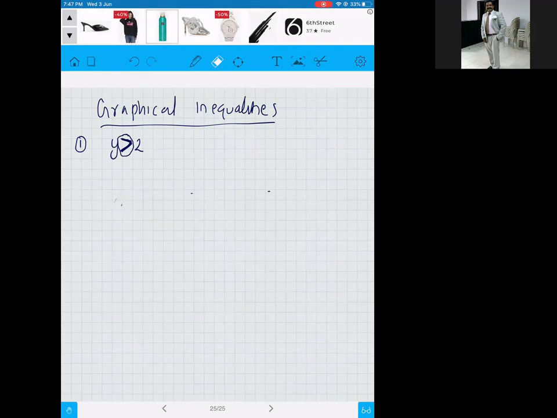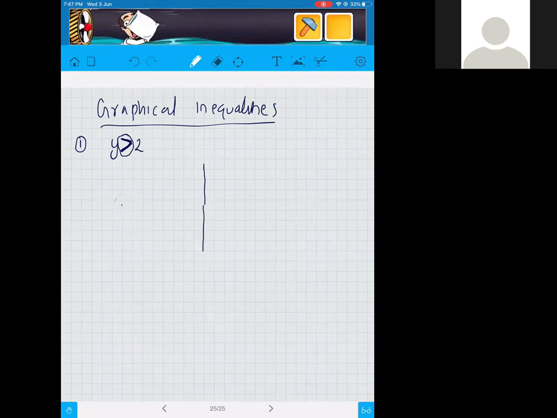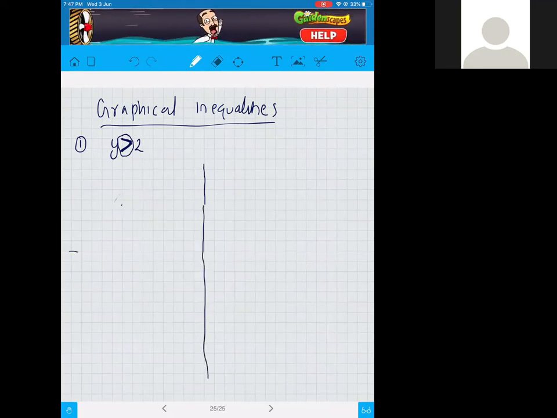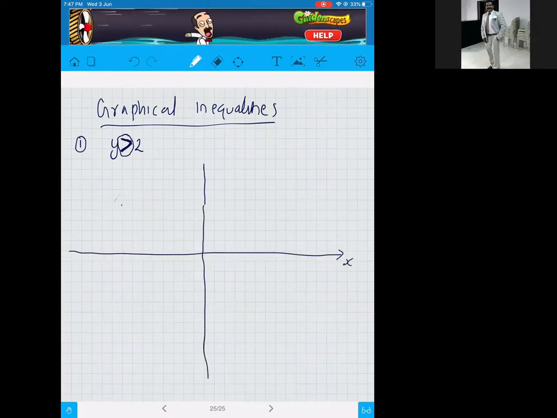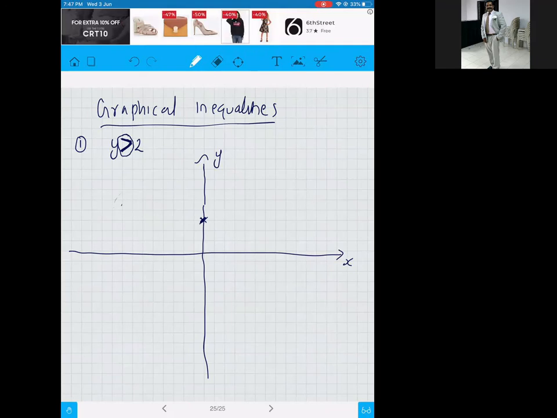How to draw the line y is equal to 2? Right, a horizontal line. Very good. So this is our x-axis and this is our y-axis. This is our y coordinate 2. Here we have to draw a dotted horizontal line. I will explain why I am drawing a dotted horizontal line.